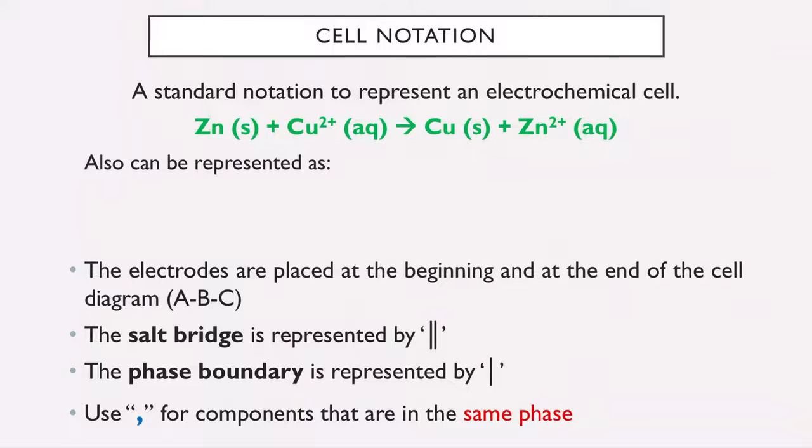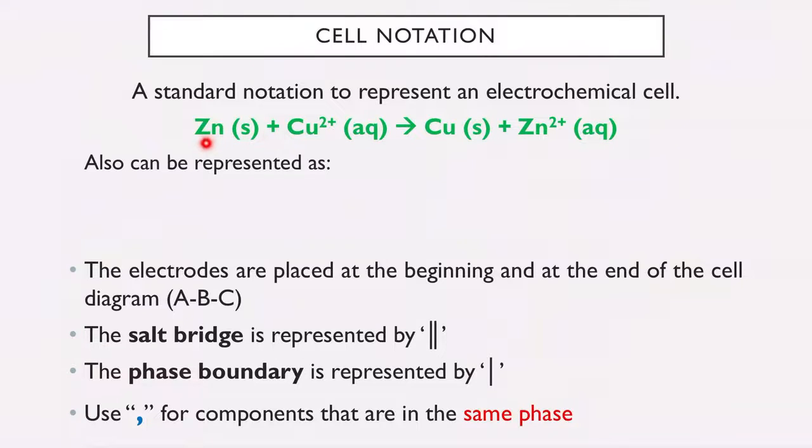Alright, continuing with part 2 of 3.1. So, where we left off, cell notation. So, what is cell notation? Cell notation is how you, the notation macam to permudahkan lah when you are talking to other people about your galvanic cell. Okay, so let's say it is a standard notation to represent your electrochemical cell.